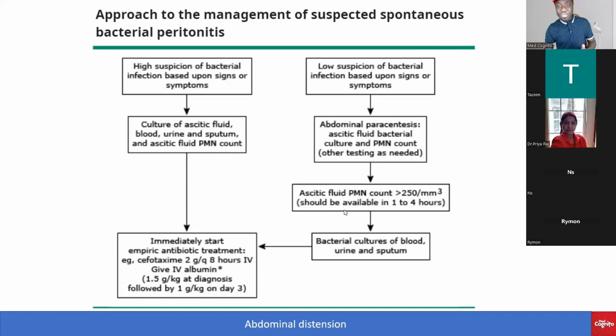If you have a low suspicion of bacterial peritonitis based on the signs and symptoms, then you want to do abdominal paracentesis. You want to screen for any polymorphonuclear leukocytes in there, and it should be available in 1 to 4 hours, along with bacterial cultures, and immediately you want to start. So far as you're thinking about spontaneous bacterial peritonitis, think about starting the patient on IV cefotaxime, IV ceftriaxone, IV albumin. And we've learned today that IV albumin reduces the risk of renal failure in patients with ascites.